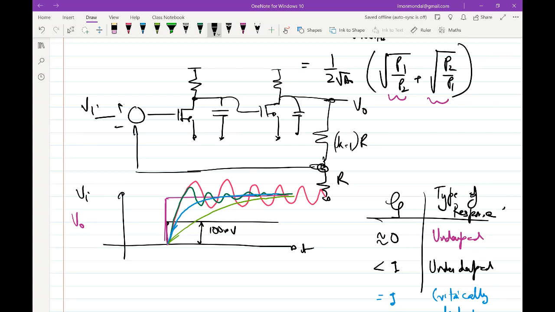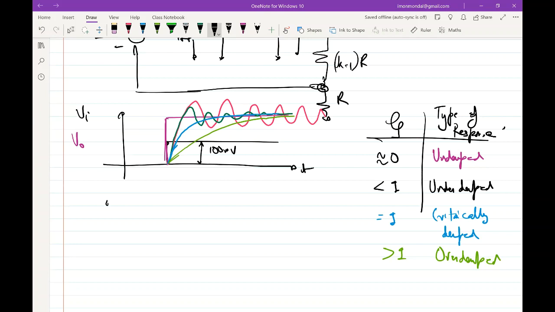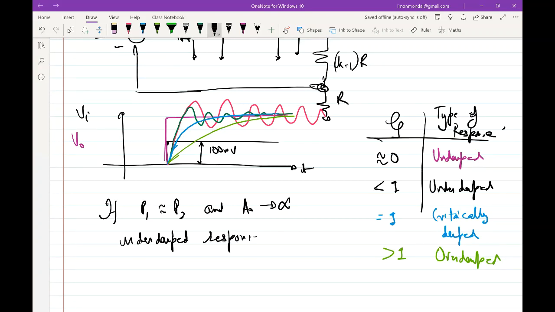Okay, so essentially, what is the conclusion? The conclusion is, if P1 is of the same order as P2 and A0 tends to infinity, A0 is very high, then we get underdamped oscillations, underdamped response. Why? Zeta tends to zero. So now this is not good.